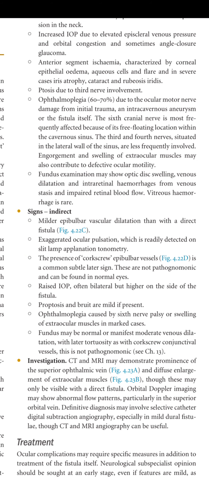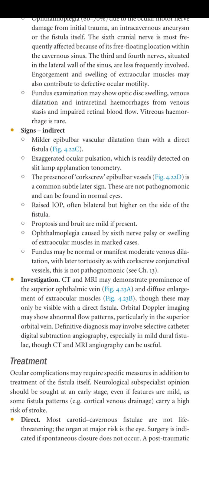Ophthalmoplegia caused by sixth cranial nerve palsy or swelling of the extraocular muscle is seen in marked cases. The fundus may be normal or manifest moderate venous dilatation with later tortuosity, as with the corkscrew conjunctival vessels, that is not pathognomonic.